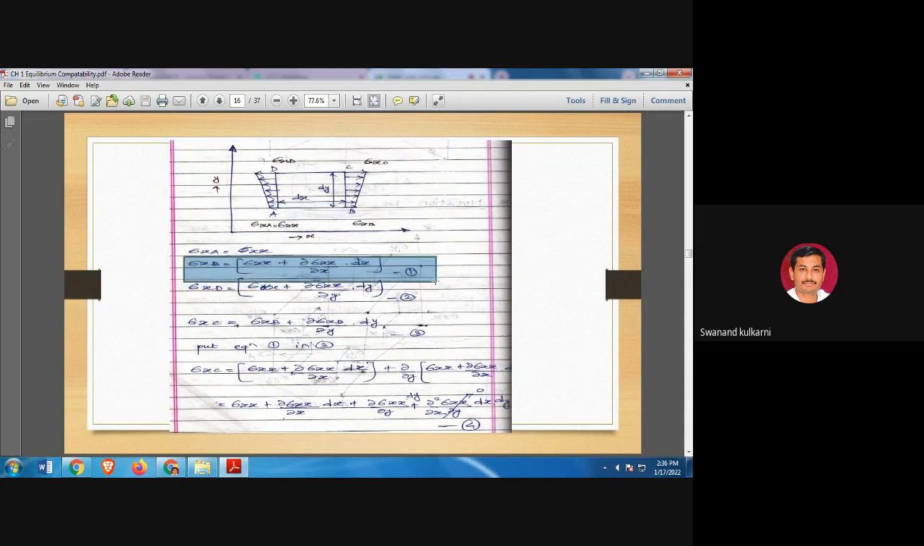Yes or no? Amit Mohite, am I audible? Amit Mohite, am I audible? Yes, sir. So what I am telling, are you getting this?